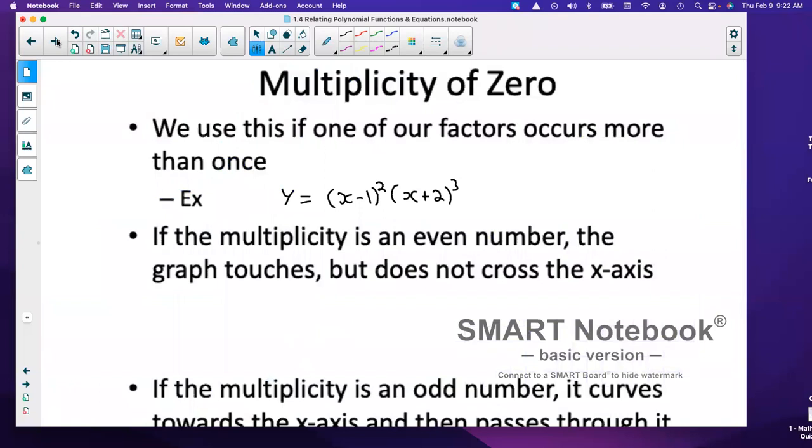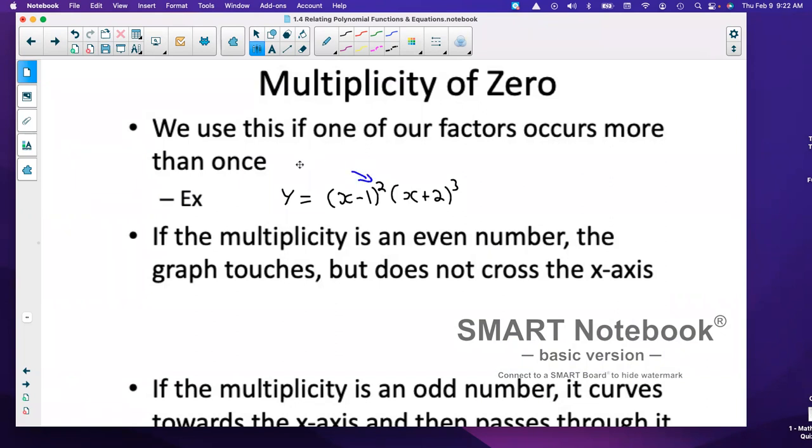So with these, it's referred to as the multiplicity of zeros. And we use this if one of our factors occurs more than once. So if we've already factored it and we have something like y equals (x minus 1) squared times (x plus 2) cubed, this has what's known as multiplicity of zeros. It's referred to as multiplicity of zeros because technically zeros are x-intercepts, and because we have identical factors, we have multiple factors giving us the same x-intercept.